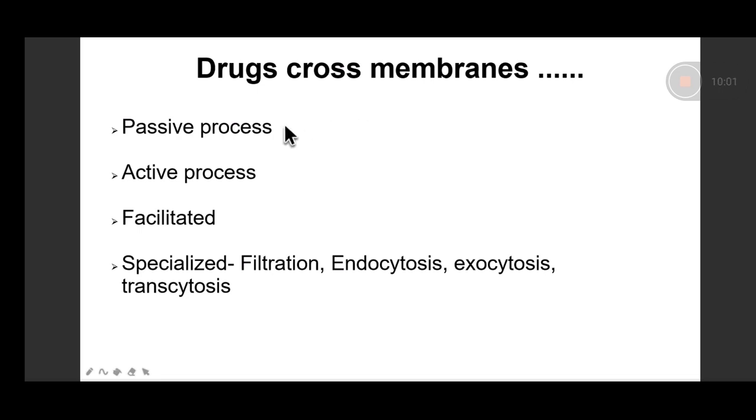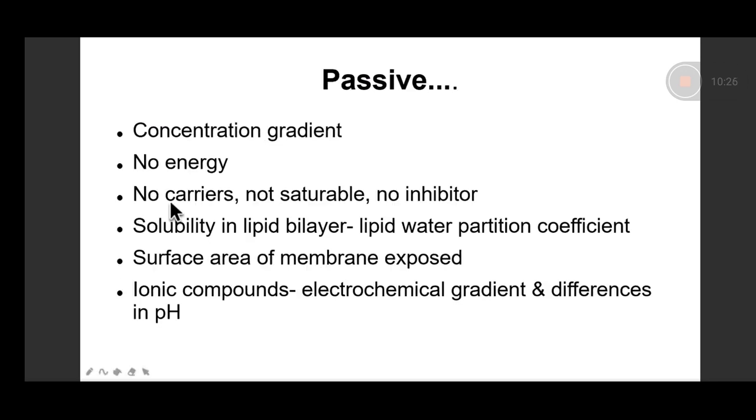So, drugs cross membranes by the following processes: passive process, active process, facilitated processes, and specialized processes including filtration, endocytosis, exocytosis, and transcytosis. Now, all these have been done in great detail in biochemistry. So the next couple of slides will probably be revision for all of you.